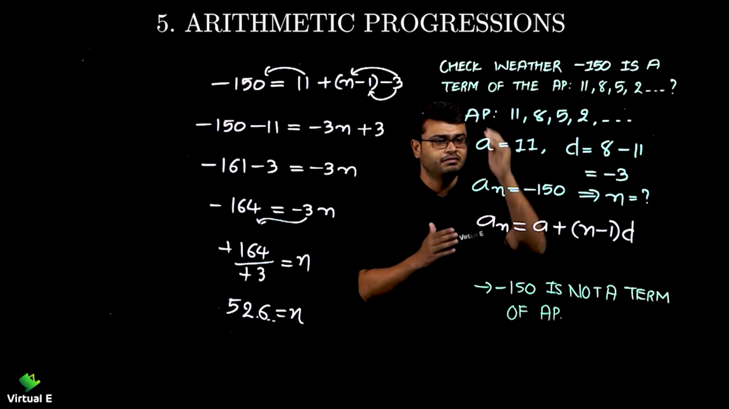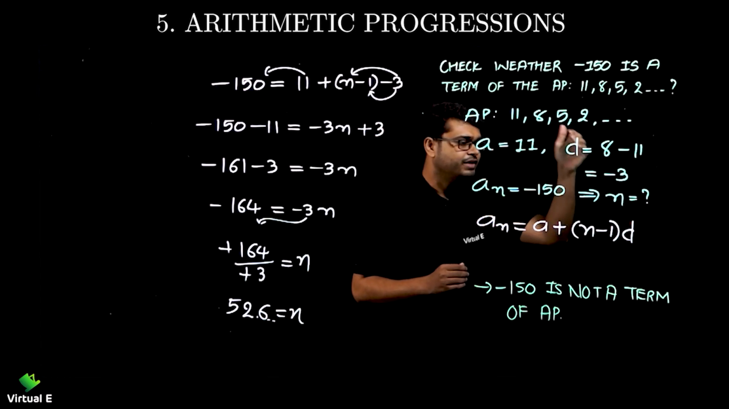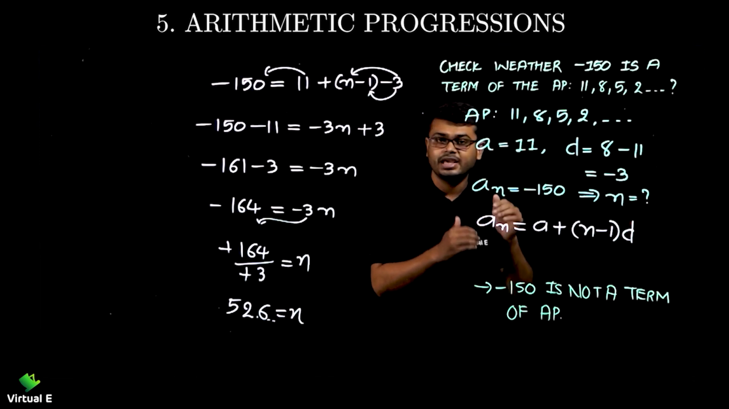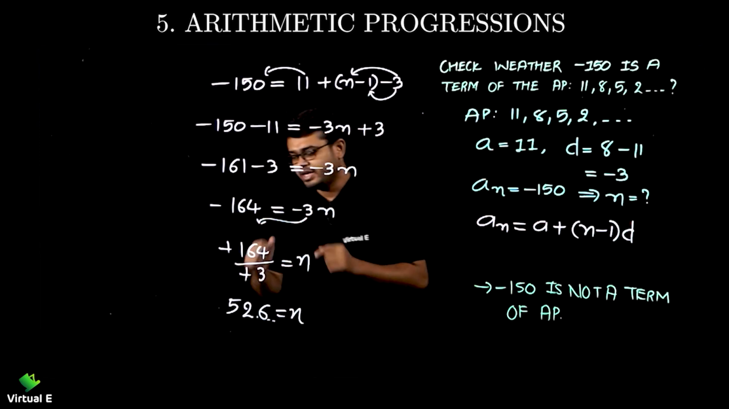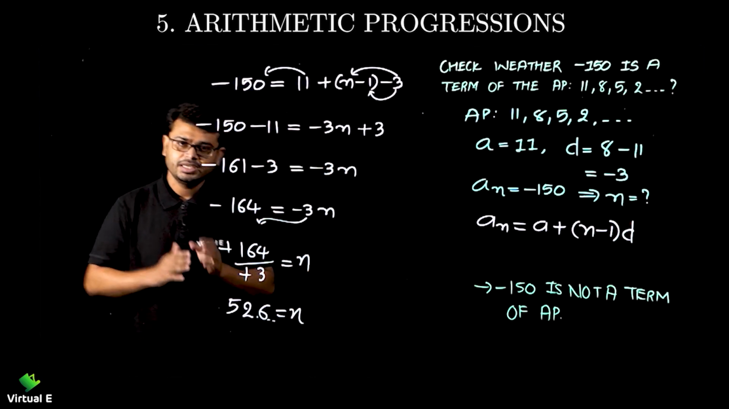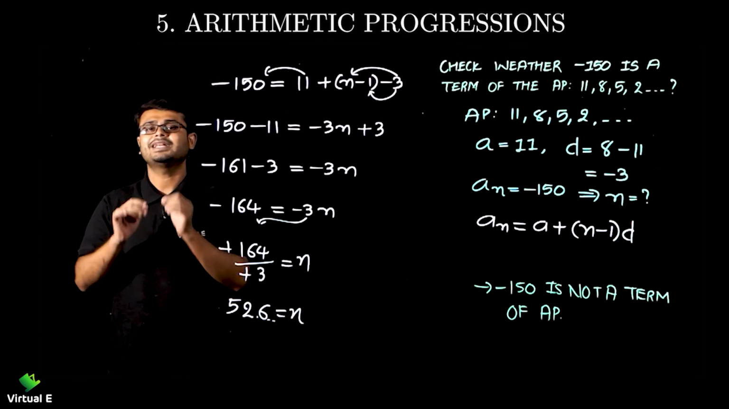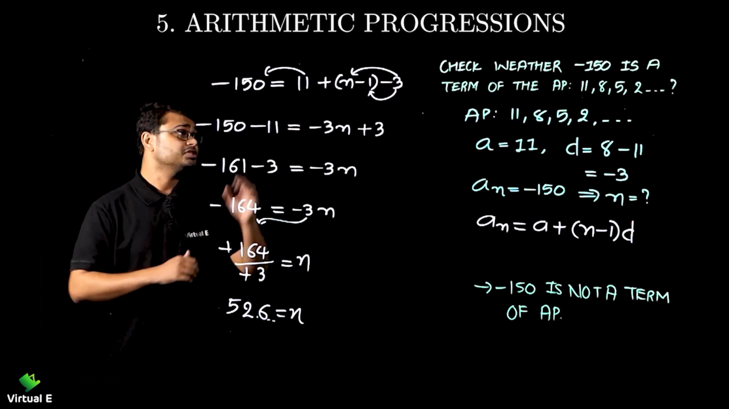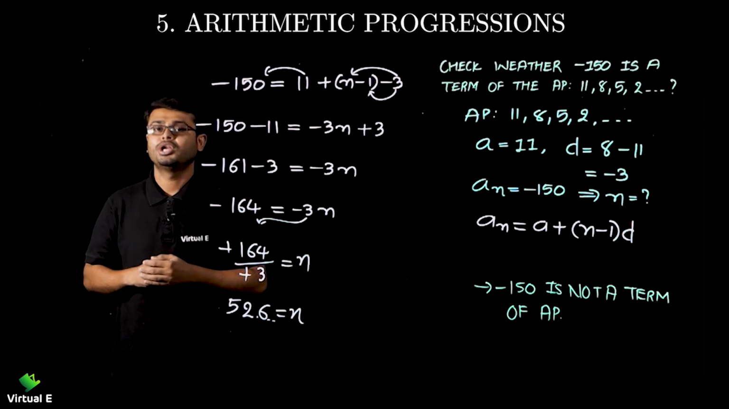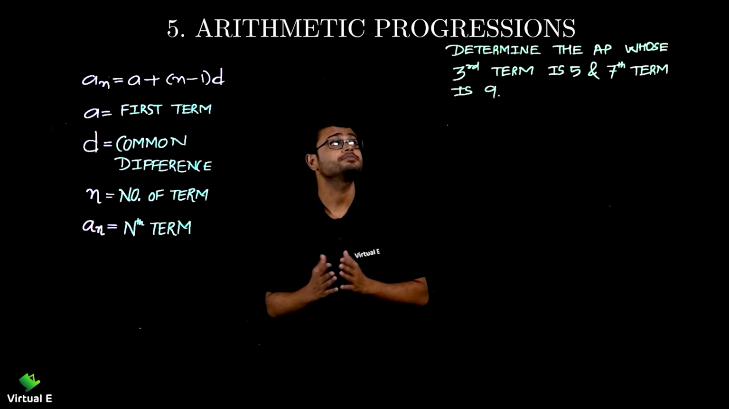Okay, let's repeat one time. We have the AP, the value of a we can get, the value of d we can get. Now whichever term you want to check for, consider it as an, then find the value of n. If we get a whole number, then it is present. If we do not get a whole number, then that term is not present. So this is how to check whether a particular term is present in the AP or not. Let's do one more sum.